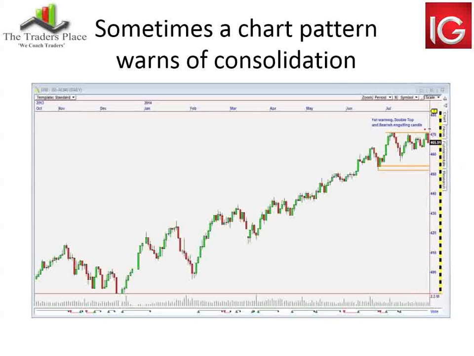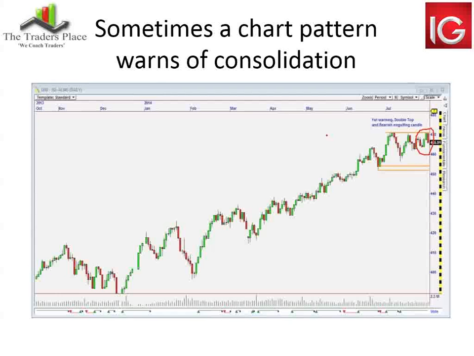We can see it right on the end there. Bearish engulfing candle gives us a nice double top. Everybody wants to go short. That's not necessarily the right way to approach it, but certainly I'm going to be careful making any long trades. The trend is still strongly up.